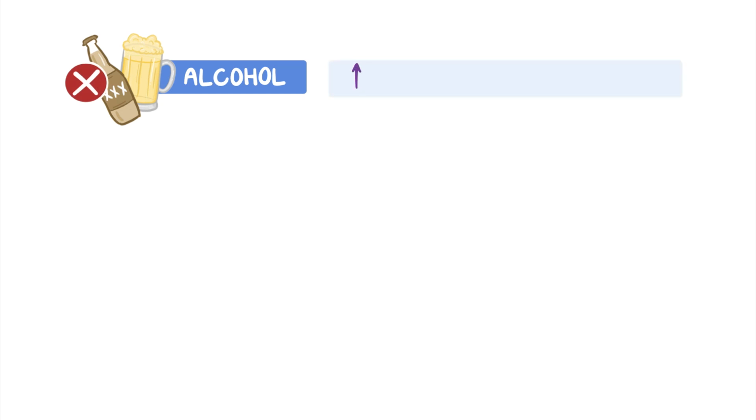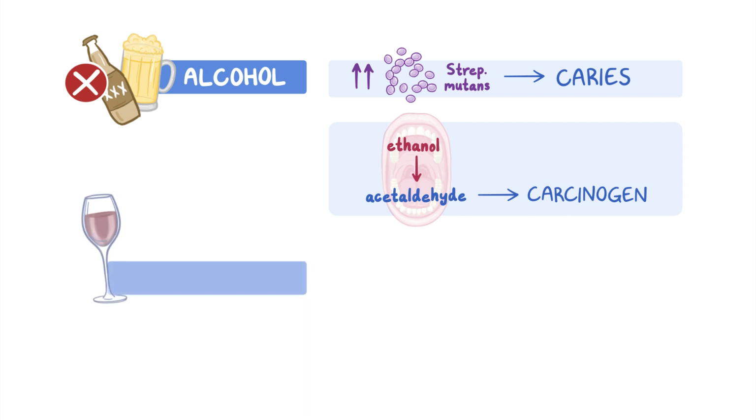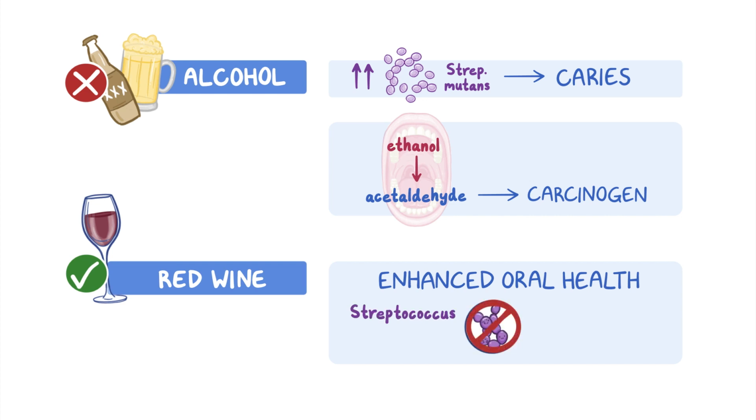Alcohol can lead to an increase in gram-positive bacteria, such as Streptococcus mutans, which can lead to dental caries. Also, oral bacteria convert ethanol to acetaldehyde, which is a carcinogen. However, moderate consumption of red wine may enhance oral health because it contains a mixture of organic acids that are active against oral streptococci, responsible for caries development, and Streptococcus pyogenes, responsible for pharyngitis.